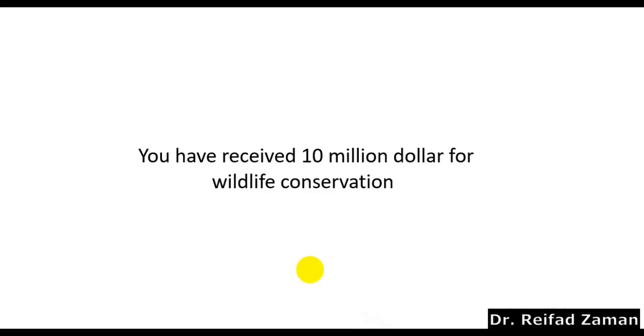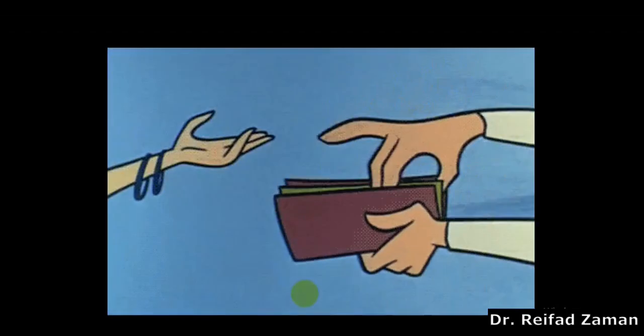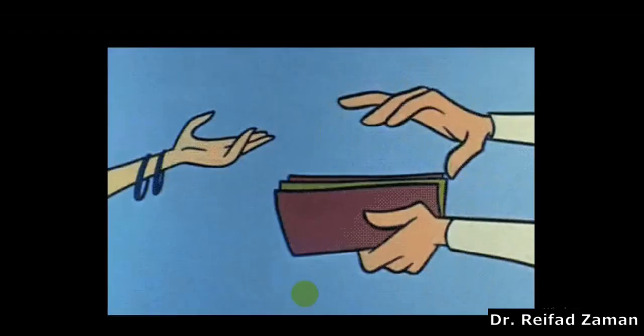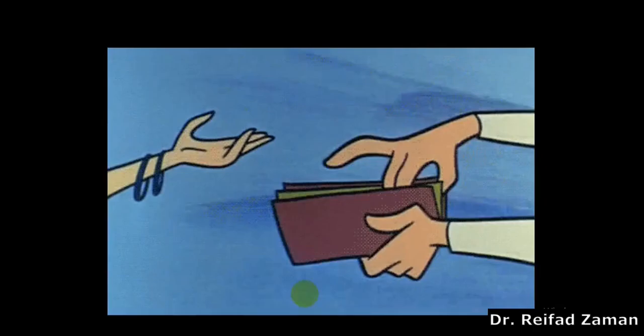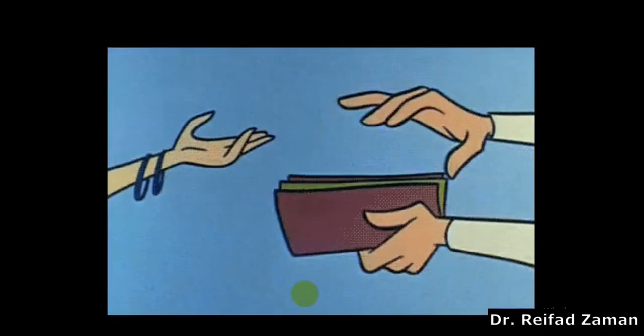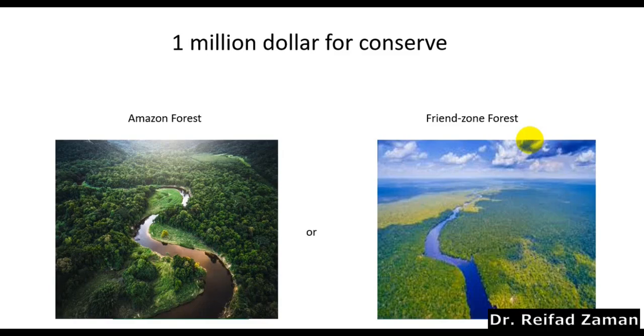Let's imagine that you have received a $10 million grant for a wildlife conservation project. So what do you do now? Obviously, steal 90% of the budget. Now you're left with only $1 million to save 2 forests. So you immediately understand that $1 million is not sufficient to save 2 forests.